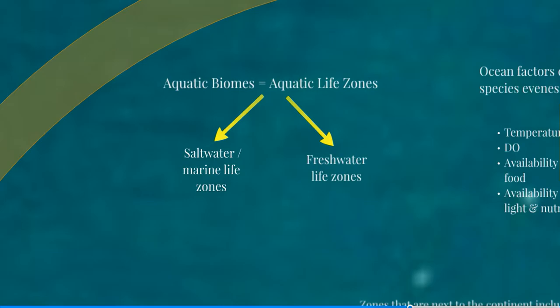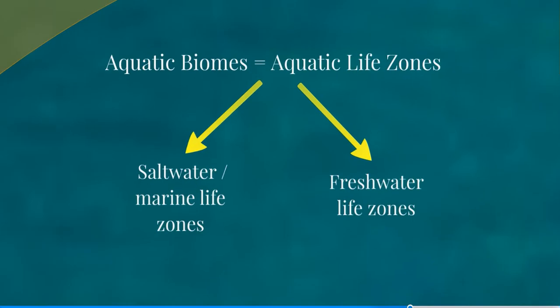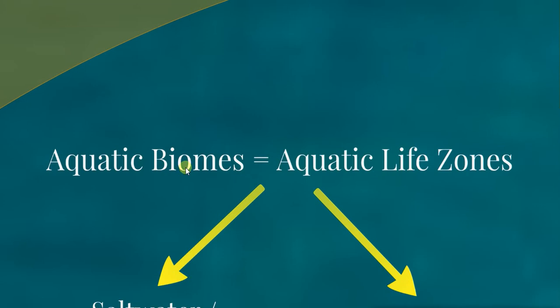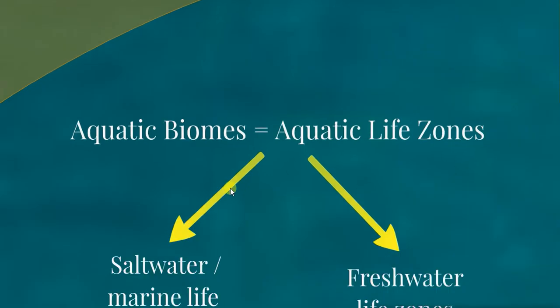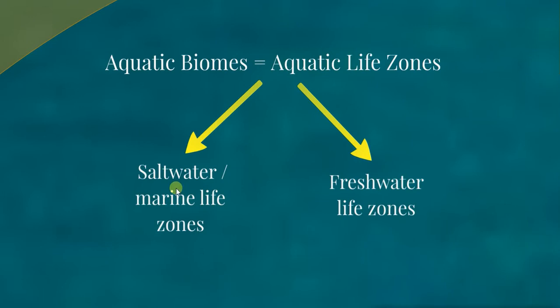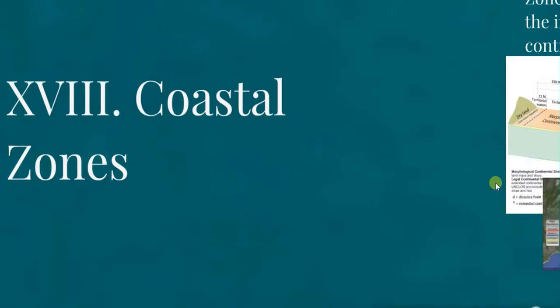So aquatic biodiversity: we have aquatic biomes. A lot of people refer to them with the word biomes, but aquatic biomes are not biomes. They're called aquatic life zones. On the test, you'll probably see them as aquatic life zones, but it's possible you may also see aquatic biomes, which you'll probably understand right off the bat. We split this into two categories, saltwater and freshwater zones.